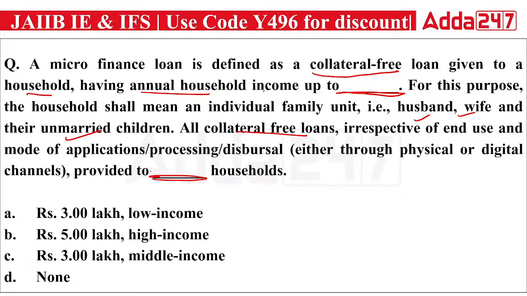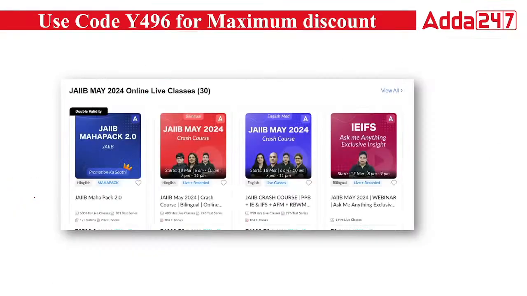So actually, the low income family group, or low income households, are eligible to take the loan under microfinance. So high and middle will be eliminated. And the household income should be up to 3 lakh rupees, not more than that. So the right answer will be the A option. Up to 3 lakh household income, here the annual income, and the loan will be provided to the low income household family. That's why the income is only 3 lakh rupees.